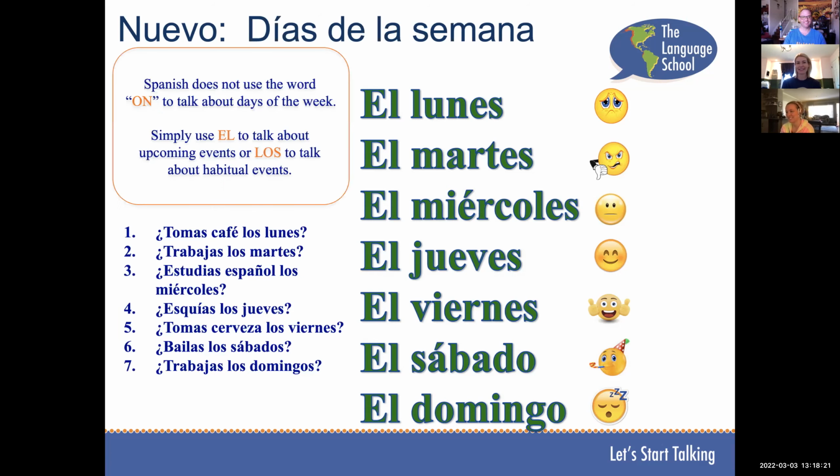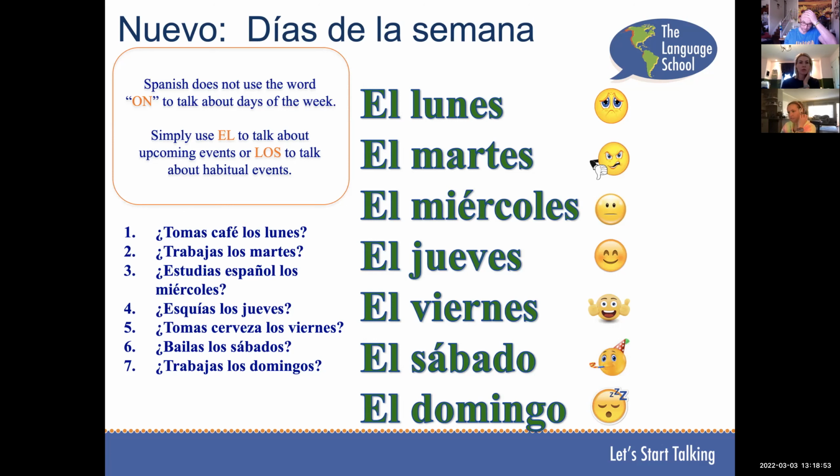Very good. Okay. So again, not everything translates, right? Spanish does not use the word "on" before a day. This is kind of weird. It uses the word "the," right? It uses the article el before a day. If it's a singular upcoming event, you put el before the day. If it's a reoccurring event, you say los before the day to say like every Monday. So take turns asking each other these questions now.